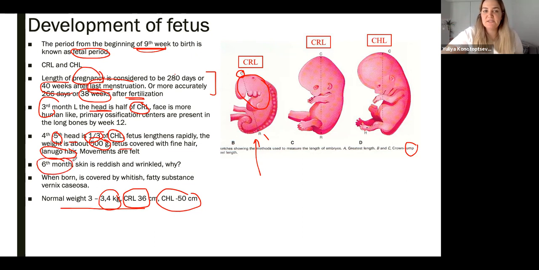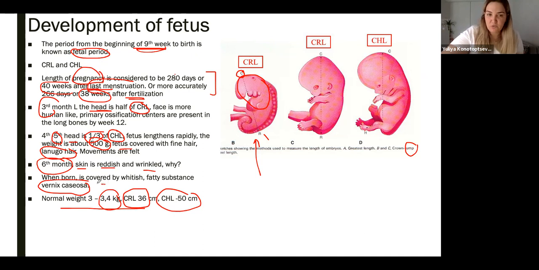6 months of pregnancy, skin is reddish and wrinkled. Why? Because we still lack connective tissue. All of the blood vessels are very exposed. They're literally under the epidermis, yeah? The connective tissue is lacking. When you're born, you're covered in this whitish substance, this cheesy, fatty, whitish substance, which is called vernix caseosa. Okay, if you have ever seen a live birth, you would have seen that it's this little tiny cheesy thing that covers the embryo or fetus.